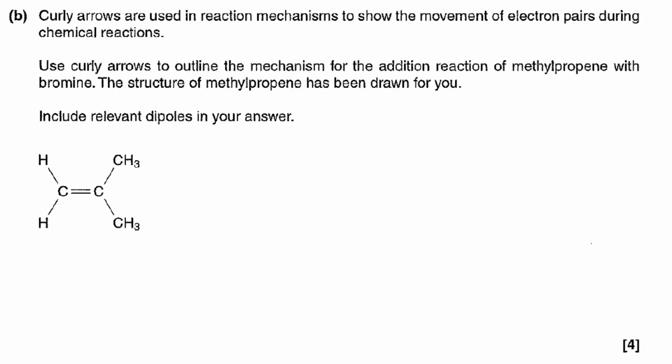So let's have a quick look at the electrophilic addition mechanism question. So it says that curly arrows are used in reaction mechanisms to show the movement of electron pairs during the reactions, and they want you to use curly arrows to outline the mechanism for the addition reaction of methyl propene with bromine. And the structure of methyl propene has been drawn for you. They want all relevant dipoles in the answer included.